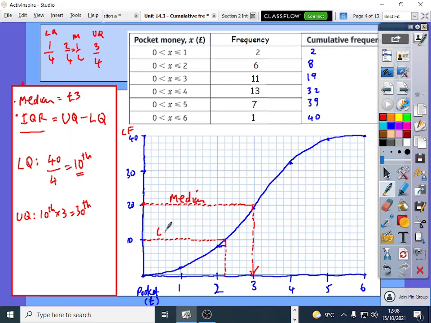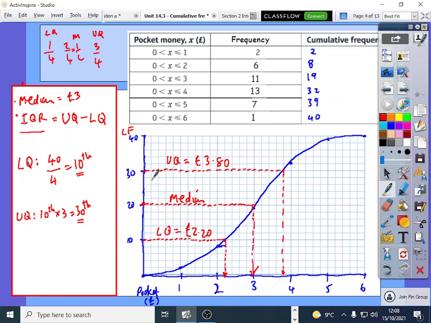So the lower quartile, LQ, if we split this up into pound money, 2, 4, 6, 8, 10, that's £2.20. So £2.20 is the lower quartile. If I look at where the 30th person lies, that gives me the upper quartile. This value here is just 20p short of £4, so that is £3.80.